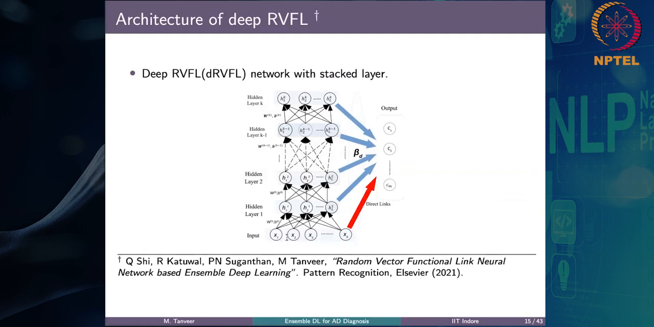So now moving ahead, let us discuss another variant, that is the deep variant of the RVFL network, called the deep random vector functional link.